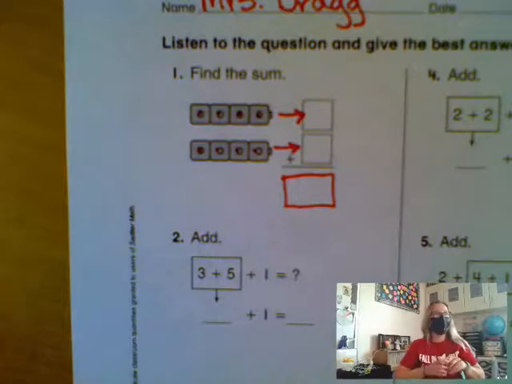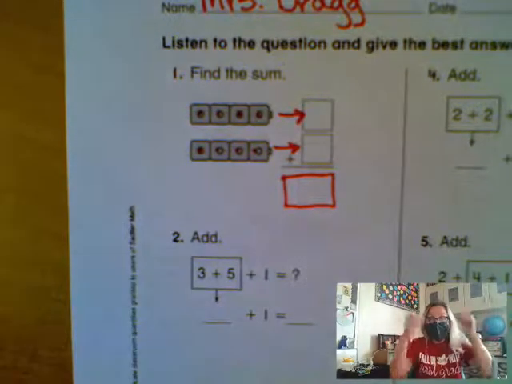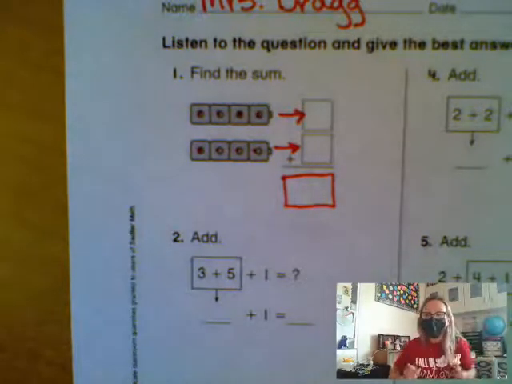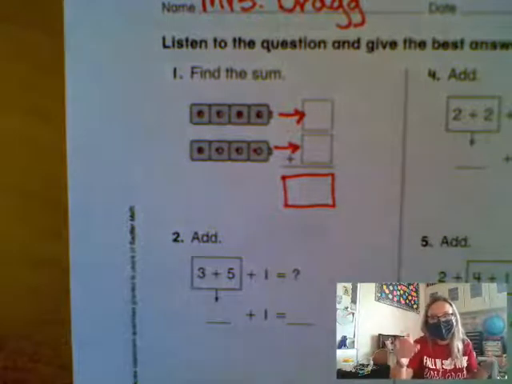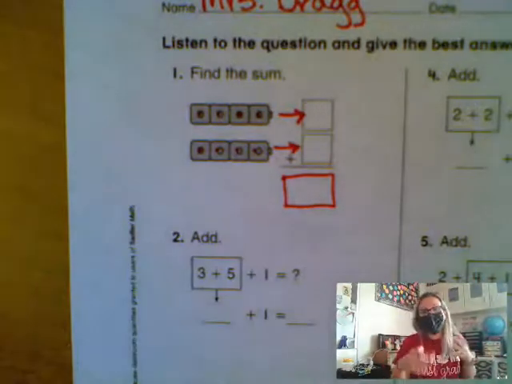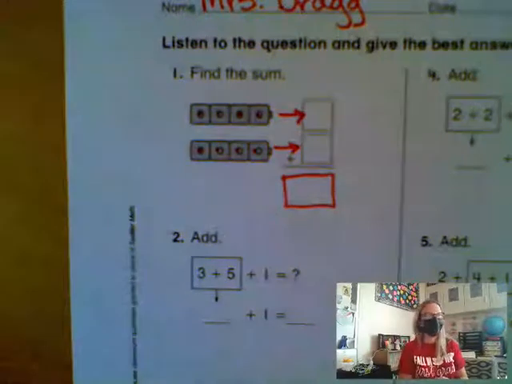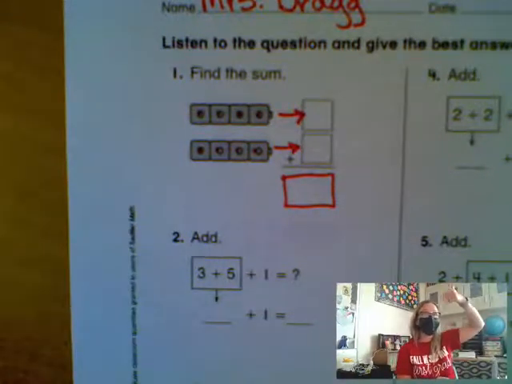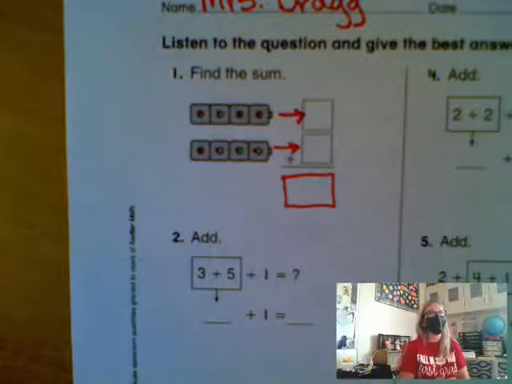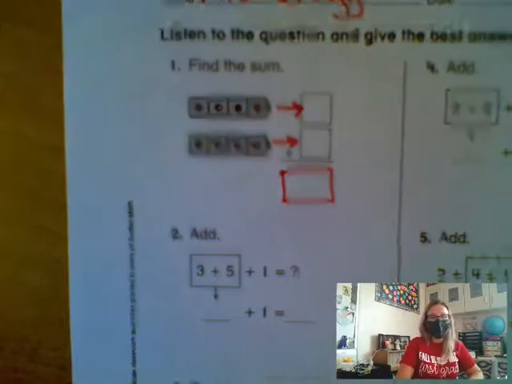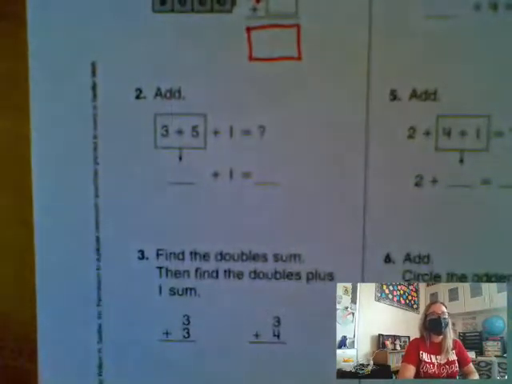I don't want to go too fast for anyone. And friends at home, if we start going too fast for you, you can hit pause at any time, finish up the problem, and then unpause the video. So thumbs up when you're done with number 1. Okay, I'm just waiting on a couple thumbs. All right. Let's move on now to number 2.